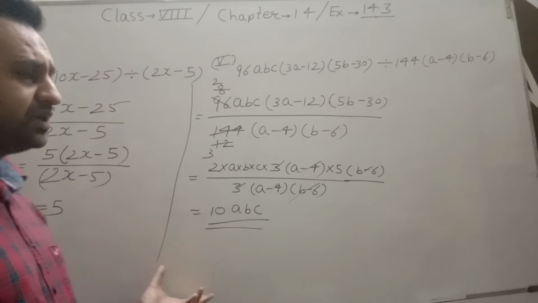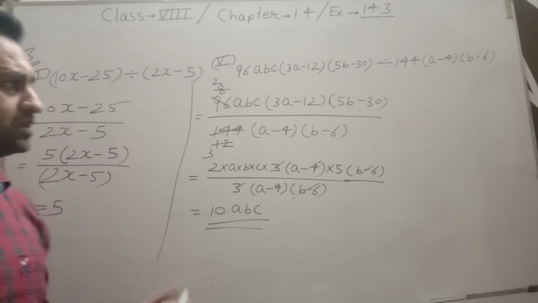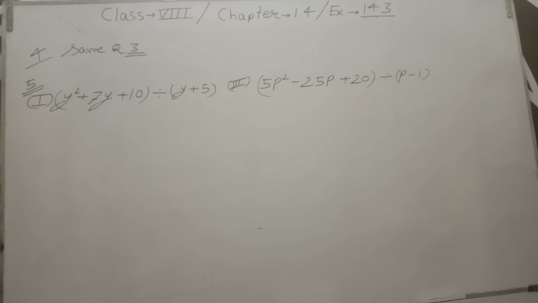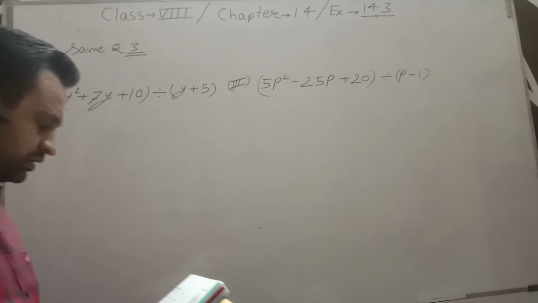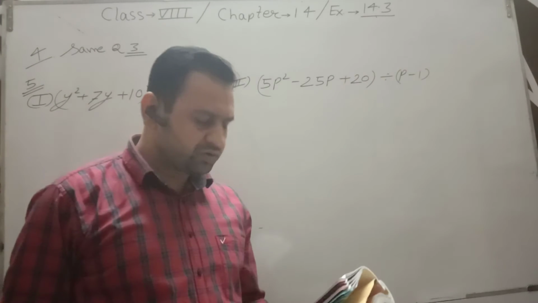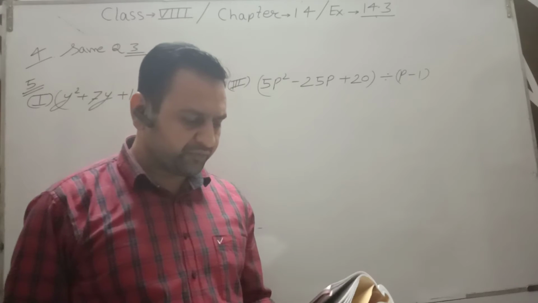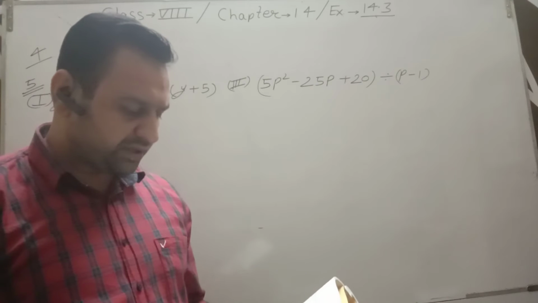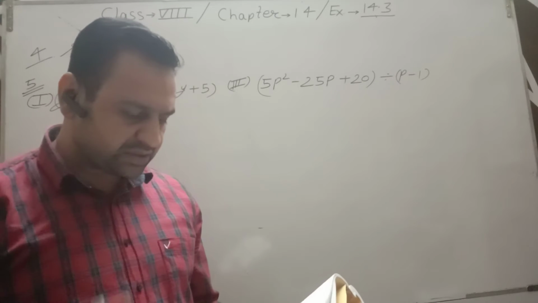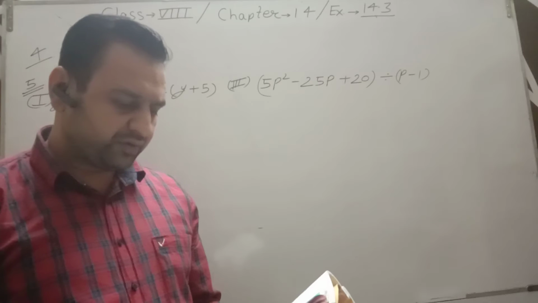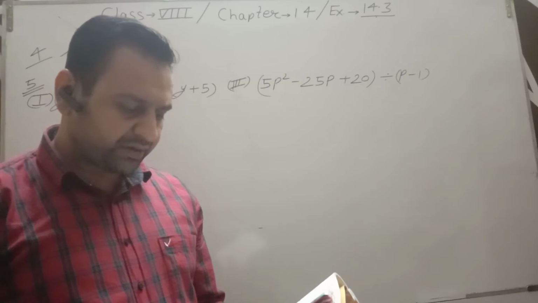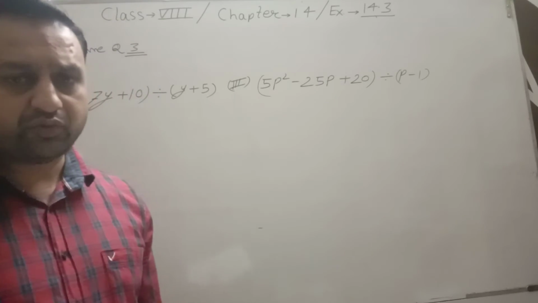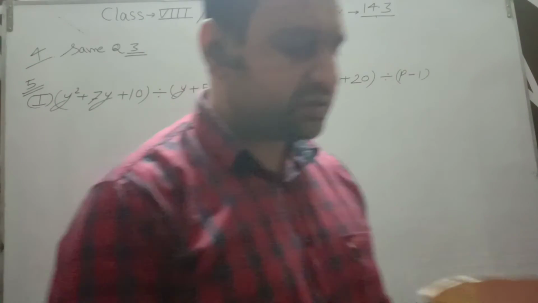The remaining parts are for homework, just note them down. Okay students, now question number 4. In question number 4 we also have to divide, but it is the same as question number 3. So please try yourself, and if you have any problem you can discuss with me. Now question number 5. In this question, factorize the expressions and divide them as directed. So we have to first factorize, and after this we have to divide.